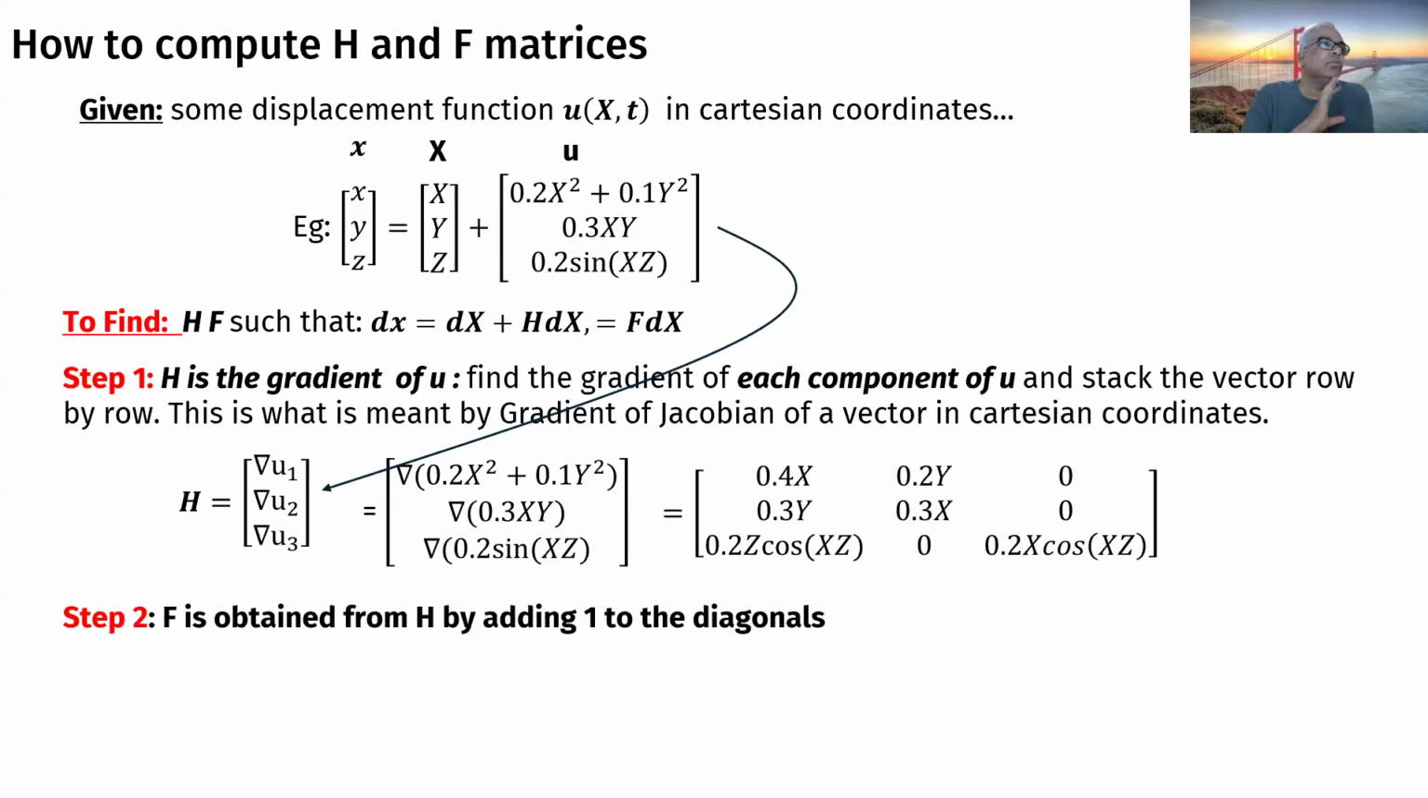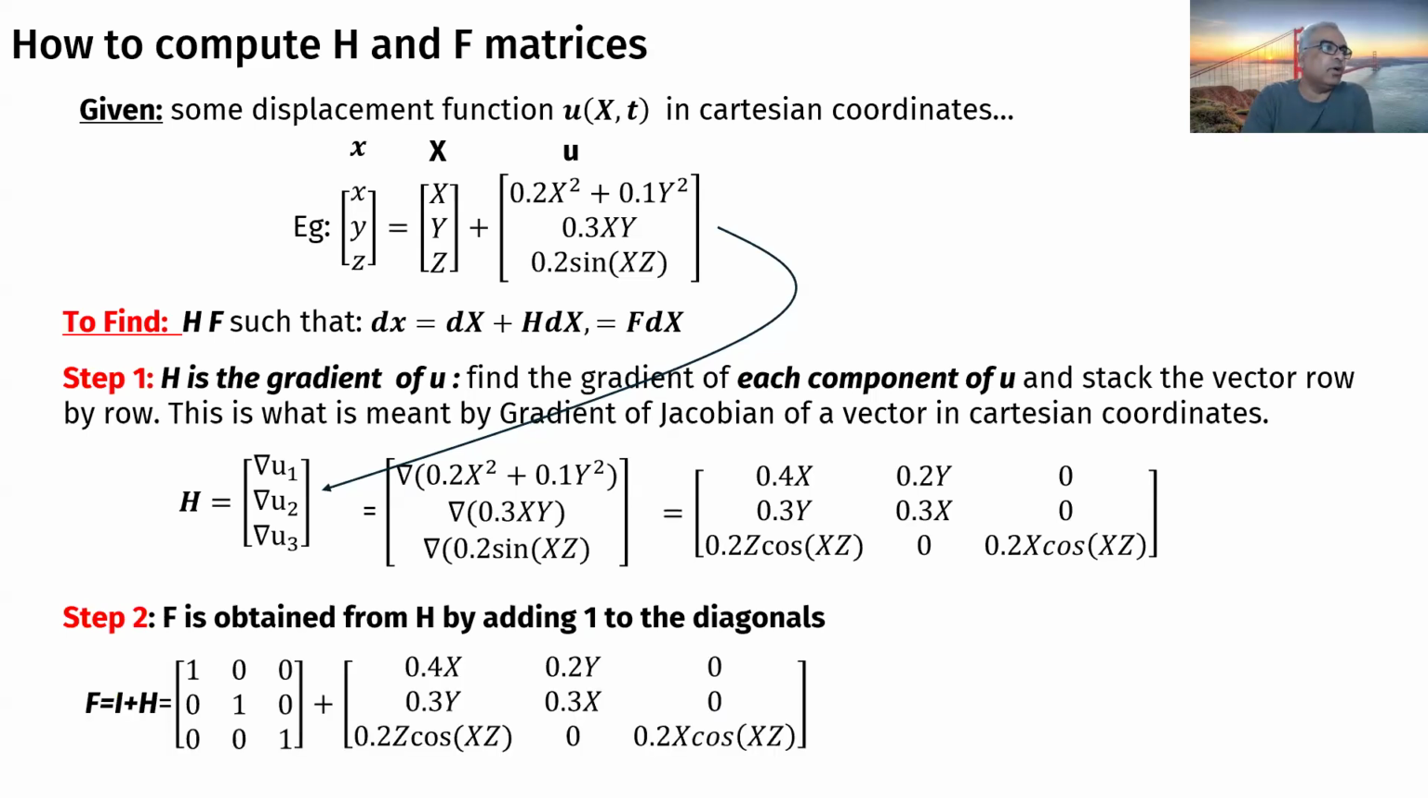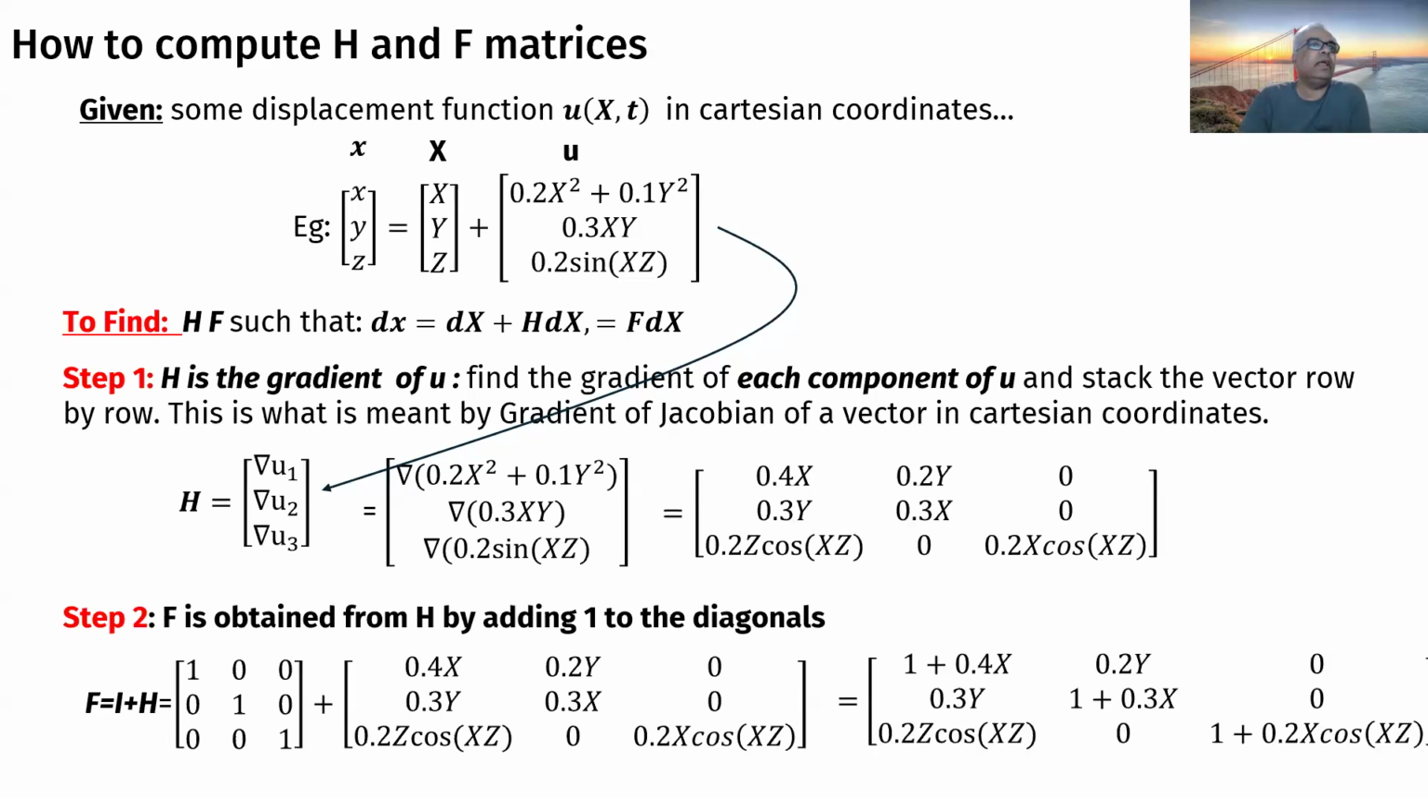Okay, so once we have computed h, we find f by adding 1 to the diagonals. What I mean by that is f equals I plus h. So you take the identity matrix and add it to the h matrix that we just described, and you'll finally get the f matrix.